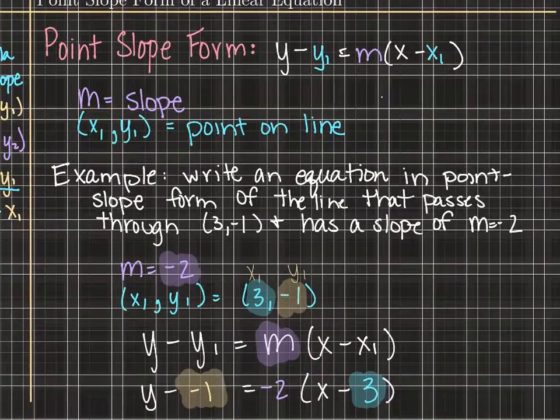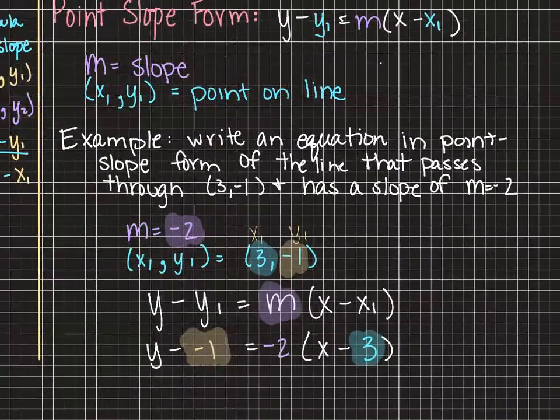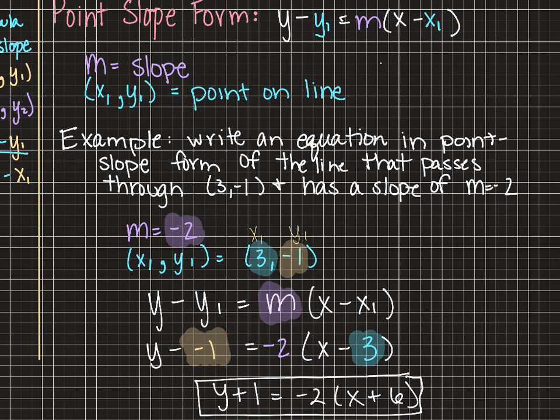And the very last thing I want to do is I just want to simplify this. So I'm going to zoom out. And what I see here is that I have a double negative. I have y minus -1. And anytime we have those two negative signs right next door to each other like that, we're going to change it to plus. And so my final equation is y plus 1 equals -2 times the sum of x plus 6. All right, let's look at another example.